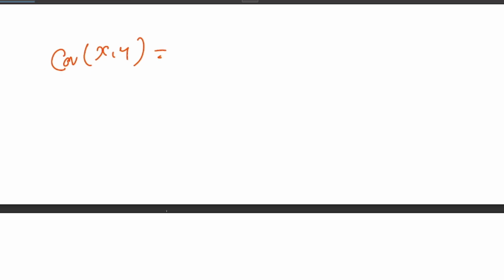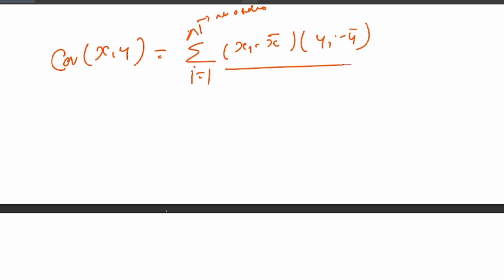The formula for the covariance is the sum from i equal to 1 to n, where n is the number of data points, or the number of rows in a table, of (xi minus x bar) times (yi minus y bar), divided by n minus 1. N is the number of data points, or number of rows.